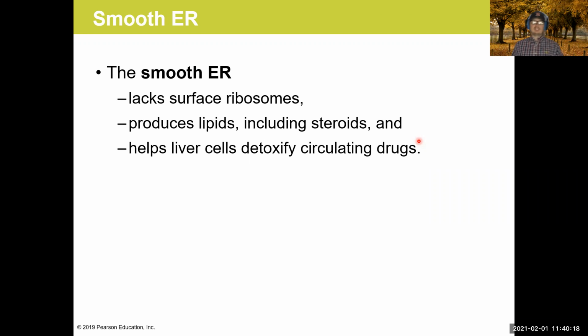The smooth ER lacks surface ribosomes, so it doesn't have any ribosomes on the surface. So since it doesn't have ribosomes, it doesn't make proteins, but instead it makes molecules like your steroids and your lipids. The smooth ER is also really important in the liver because it helps to detoxify our cells. So think about it as getting rid of and breaking down any harmful drugs or any other toxic substances that would be found in our body.